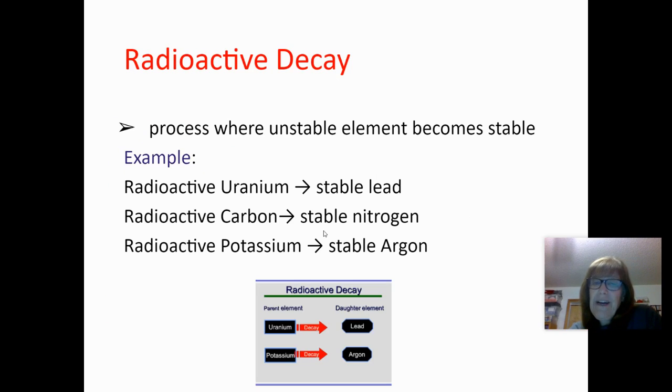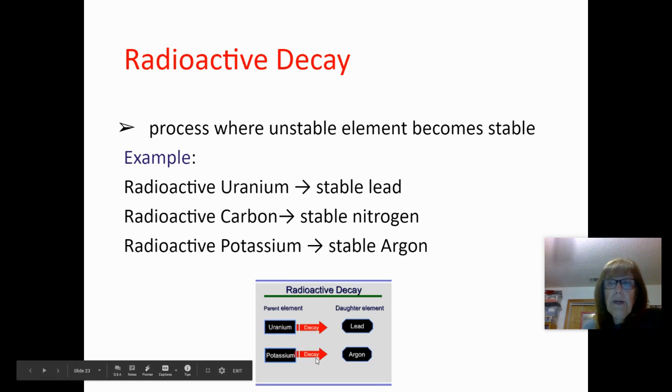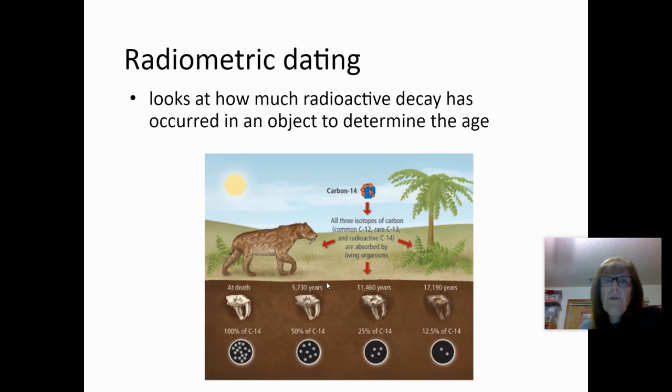All right, so let's talk about radioactive dating. This is a process then where unstable elements become stable. So for example, radioactive uranium, when it breaks down, it turns into lead, which is its stable form. Radioactive carbon turns into the stable form of nitrogen, and radioactive potassium turns into its stable form of argon. And so when we talk about it breaking down, that means it is decaying and it's turning from one element to another.